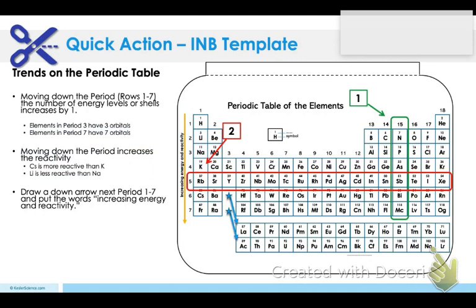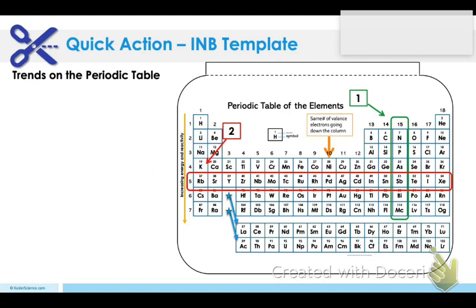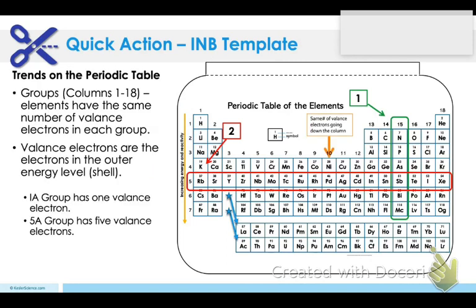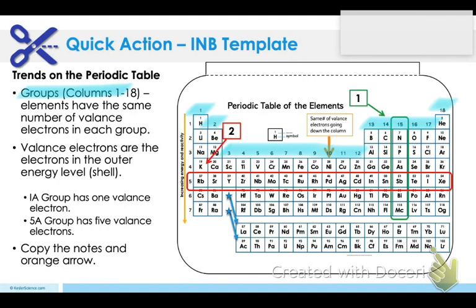Or if you guys aren't clicking, just go ahead and push play. Alright, so now we're going to talk about the trends in the groups. Groups, you have your columns 1 through 18. So your groups, remember, go down. Valence electrons are the electrons in the outer energy level, so the outer shell. So when you're drawing your nucleus and your electron cloud, that's the outer shell.